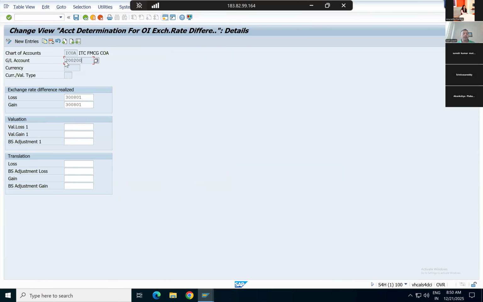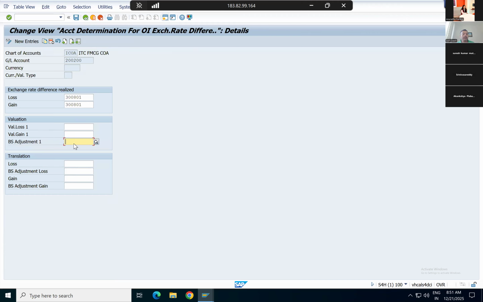I don't have to do it at an individual vendor level, I have to do it at a reconciliation account level. So here I can put the GL account in which the system should automatically take the exchange gain or exchange loss. Now here you see this is what we are calling realized. And in the second table, we are calling valuation. Valuation means we are talking about unrealized. So here we can maintain the GL account for unrealized loss and unrealized gain.